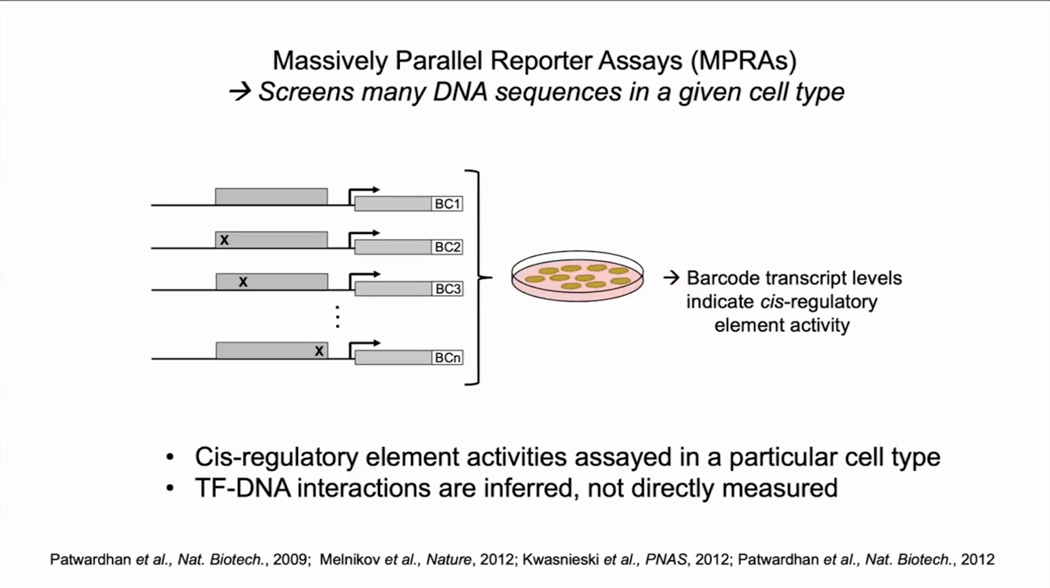Numerous different types of highly parallel reporter assays allow screens of very large collections of DNA sequences for their effects on reporter expression in a particular cell type. However, the interacting TFs are only inferred and not directly measured.